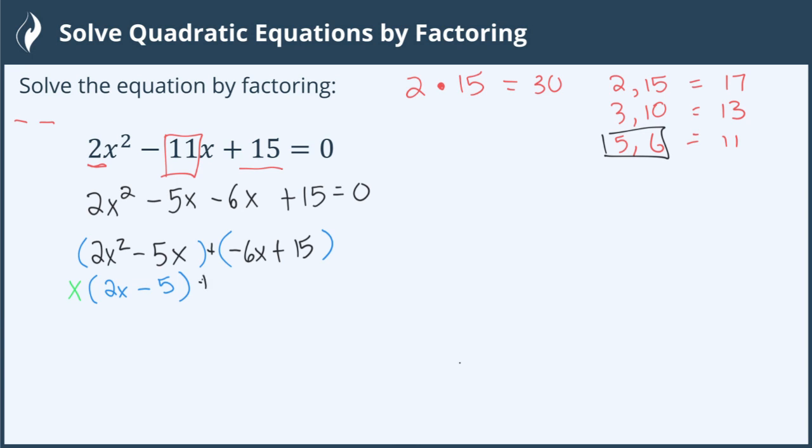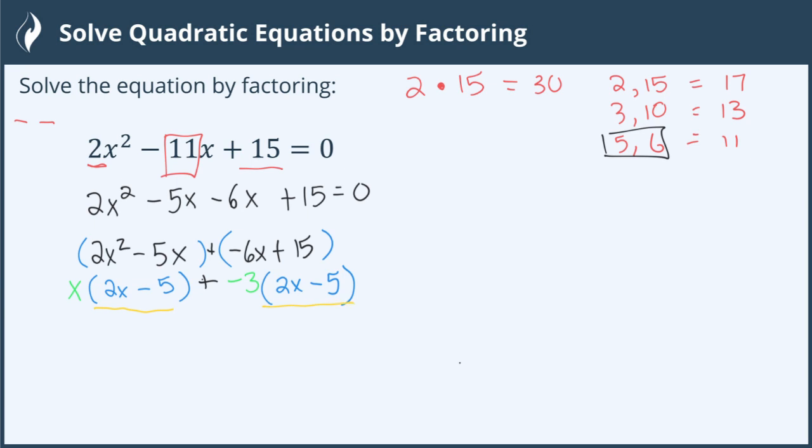And then I'm going to work with my second grouping. And in this one, there isn't an x in both terms, but I could factor out a negative 3. And so when I factor out a negative 3 from the negative 6x, I wind up with a positive 2x. If I factor out a negative 3 from 15, that leaves me with a negative 5. Okay, so now take note that this and this is exactly the same.